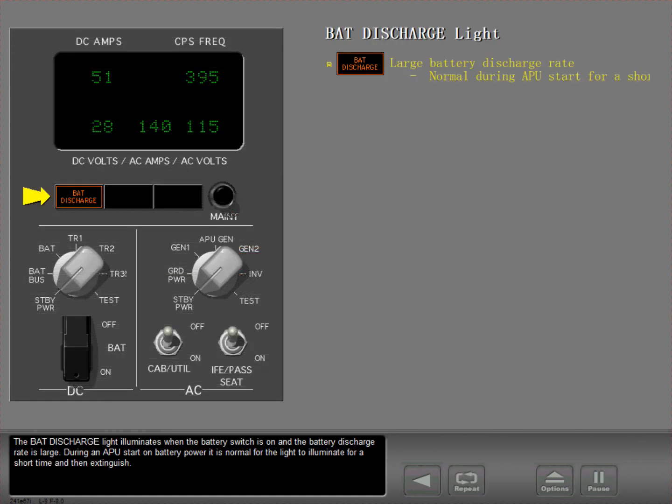The battery discharge light illuminates when the battery switch is on and the battery discharge rate is large. During an APU start on battery power, it is normal for the light to illuminate for a short time and then extinguish.